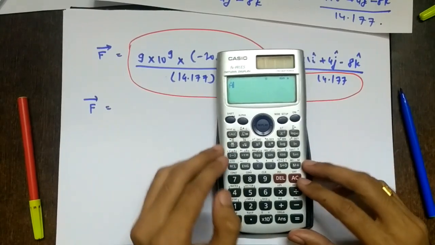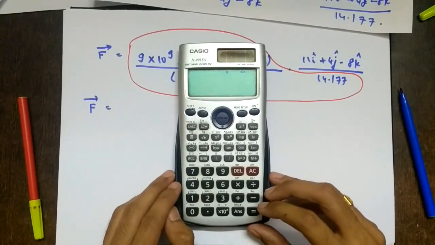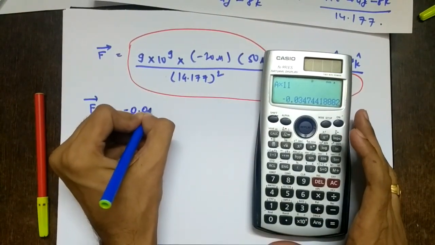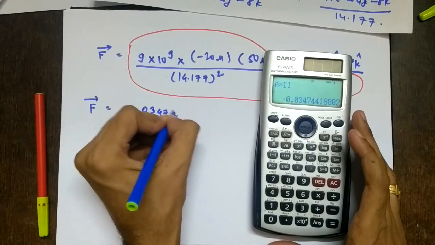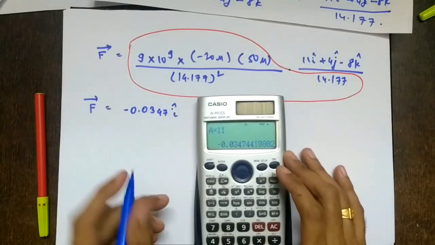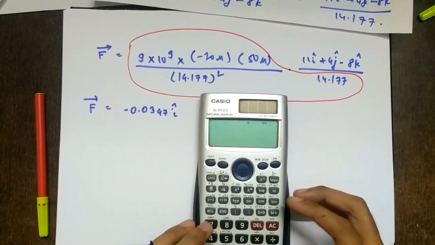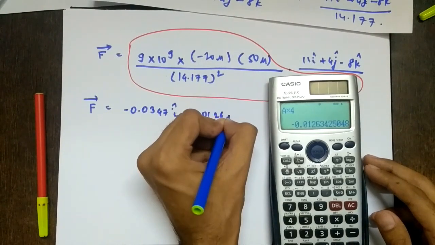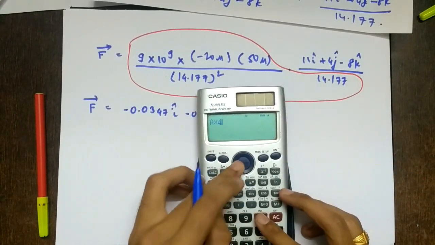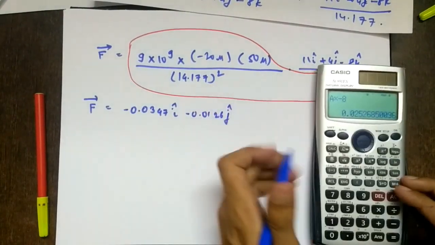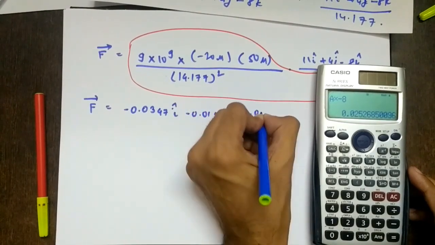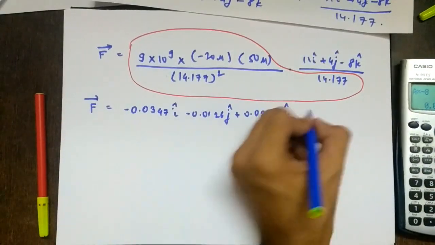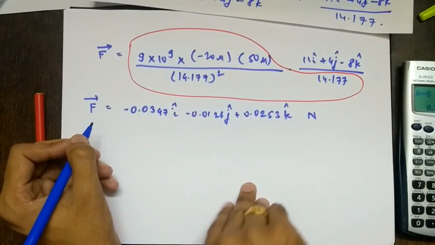So alpha A into 11. What you get? Minus 0.0347 I cap. Then alpha A into 4, minus 0.0126 J cap, into minus 8, remember. So plus 0.0253 K cap. And what is the unit? Newton. So these are very small numbers.